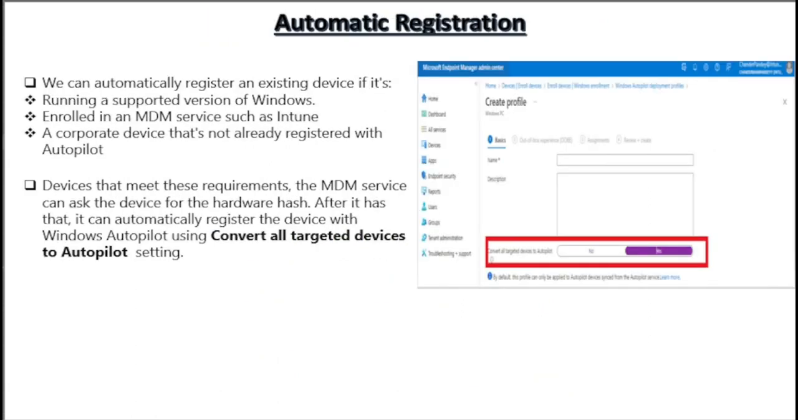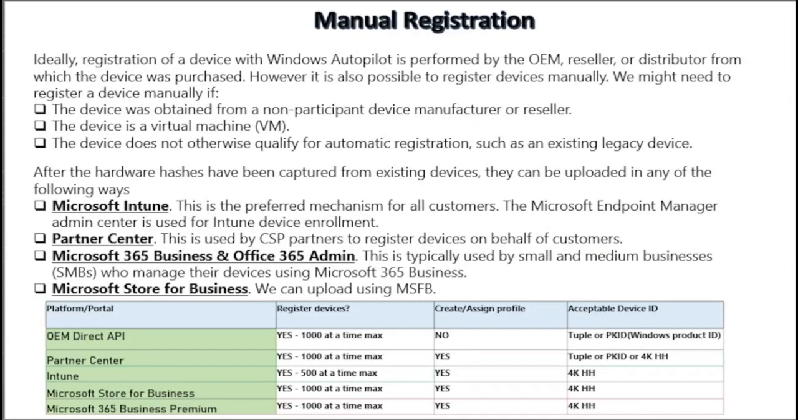The third option to register a device in the Autopilot service is using automatic registration. We can automatically register an existing device if it is running a supported version of Windows, is enrolled in any MDM service such as Intune, and is a corporate device that is not already registered with Autopilot. For a device that meets these requirements, the MDM service can ask the device for the hardware hash. After it has that hardware hash, it can automatically register the device with Windows Autopilot using the convert all targeted devices to Autopilot setting. The fourth way to register a device in the Autopilot service is using manual registration.